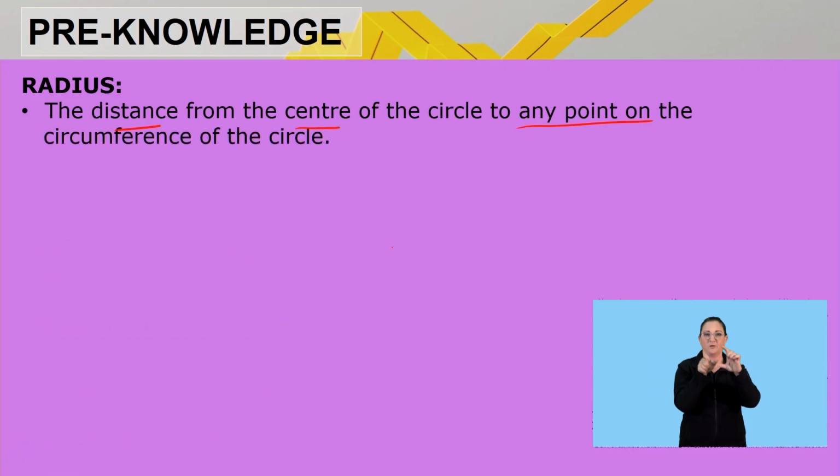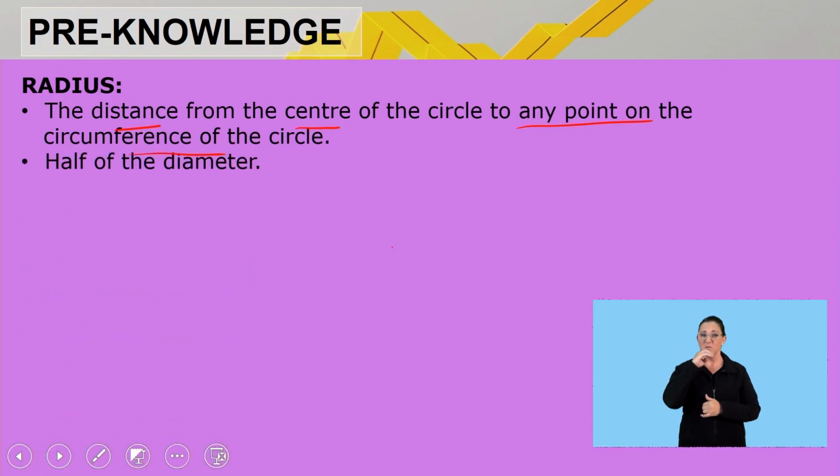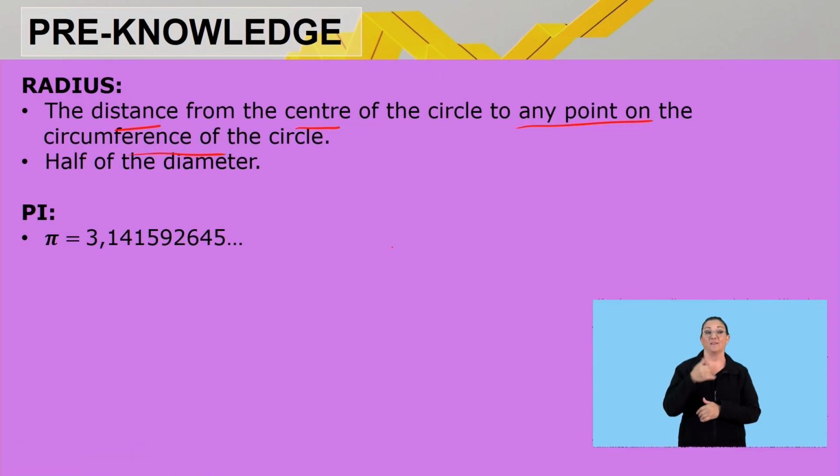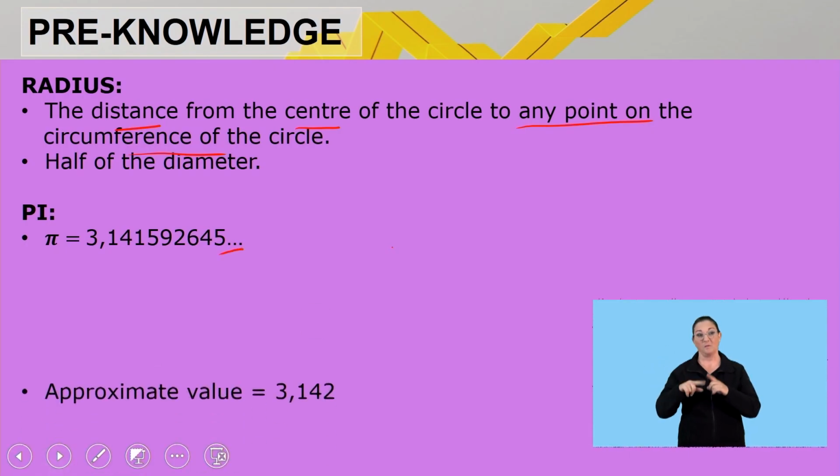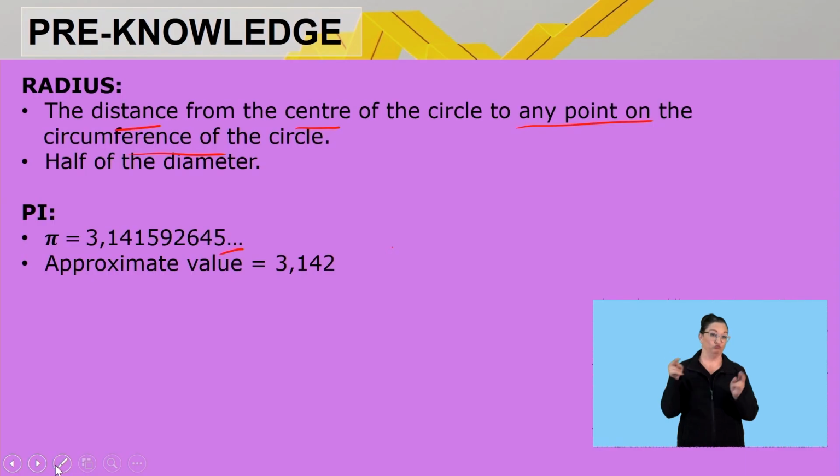Okay, the circumference of the circle. So basically the radius is half your diameter. Then what else do we have? I mentioned it's half of the diameter. Then also pi. Pi is quite important in today's lesson. And we said pi equals 3,141592645 with other numbers to follow, as we can see there. But remember, we use the approximate value of 3,142.